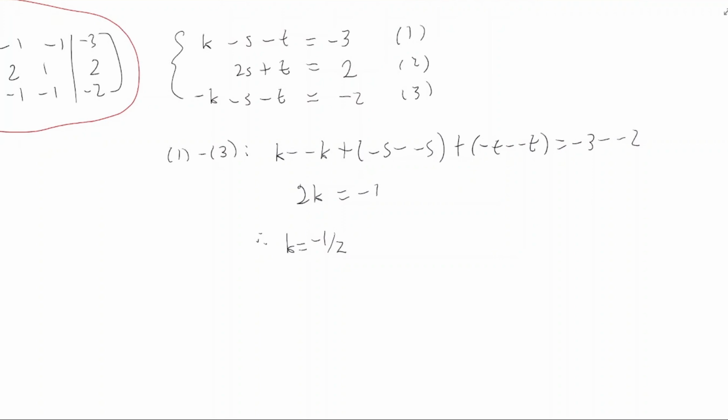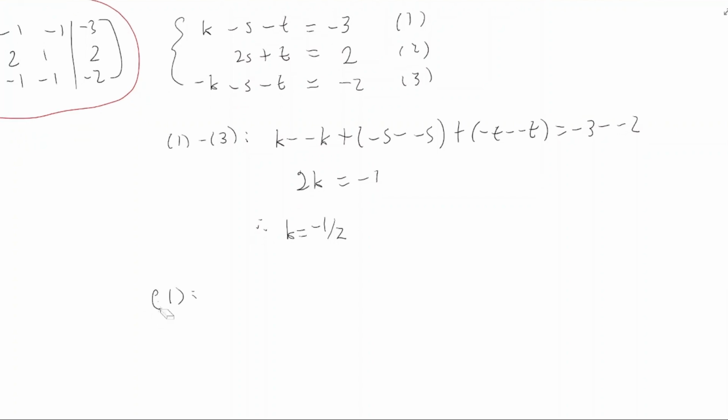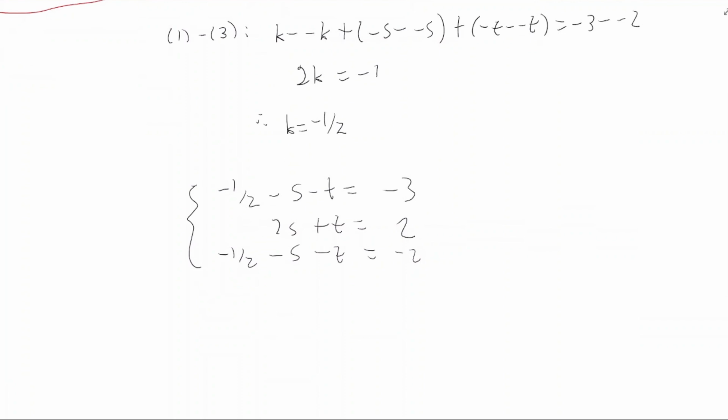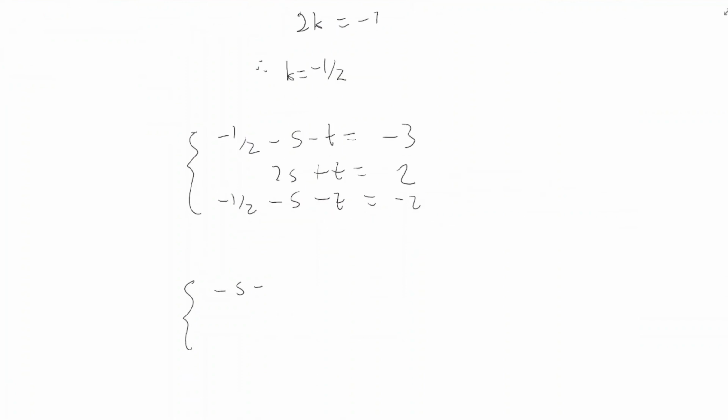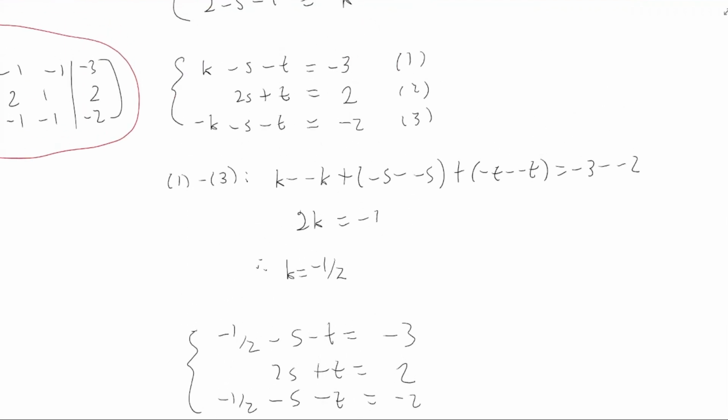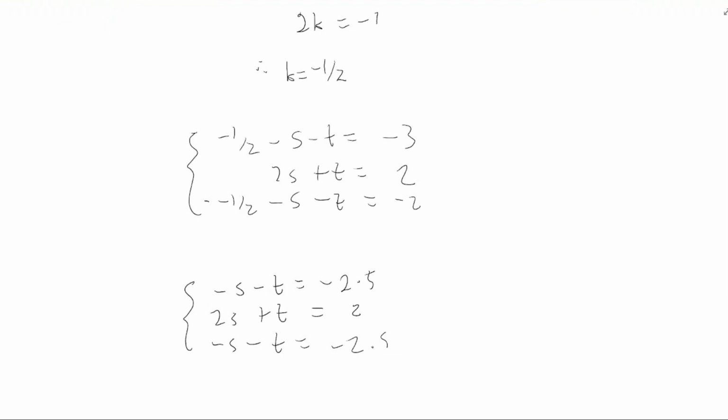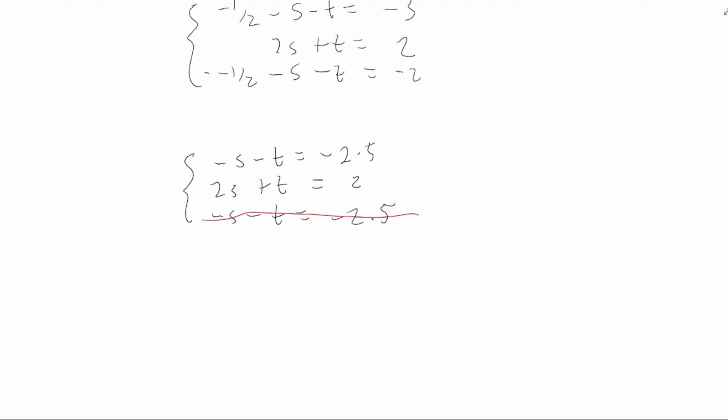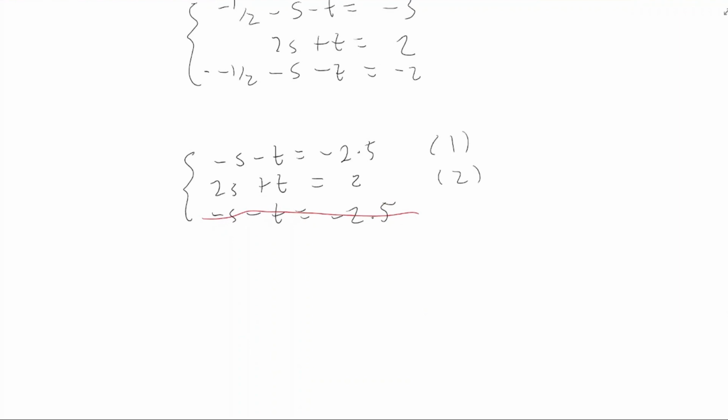Now that'll help us get our S and our T values. So K equals -1/2. I can just rewrite all of our equations really. You're going to get -1/2 - S - T = -3. You're going to get 2S + T = 2. And you're going to get -1/2 - S - T = -2. If we rearrange those, we get -S - T = -3 + 1/2, then 2S + T = 2, and then -S - T = again -2.5, which works out. So at this point, I can just cross off that bottom equation because it's a duplicate of the top one.